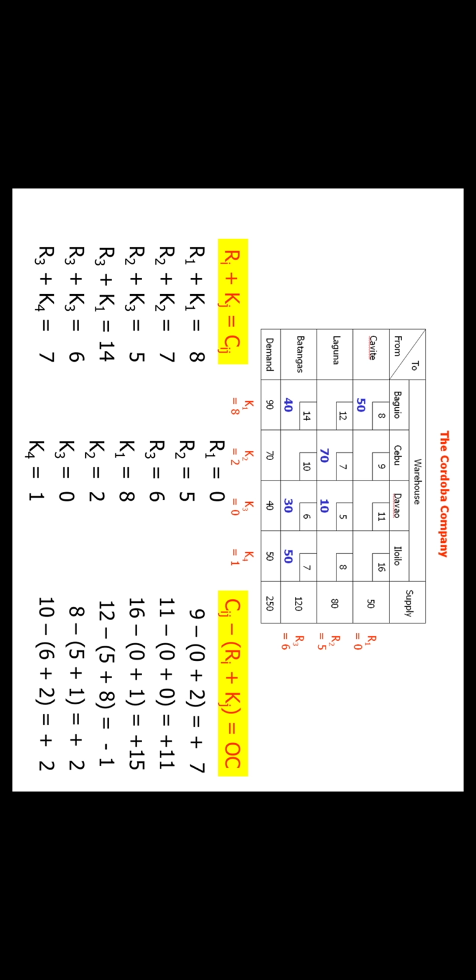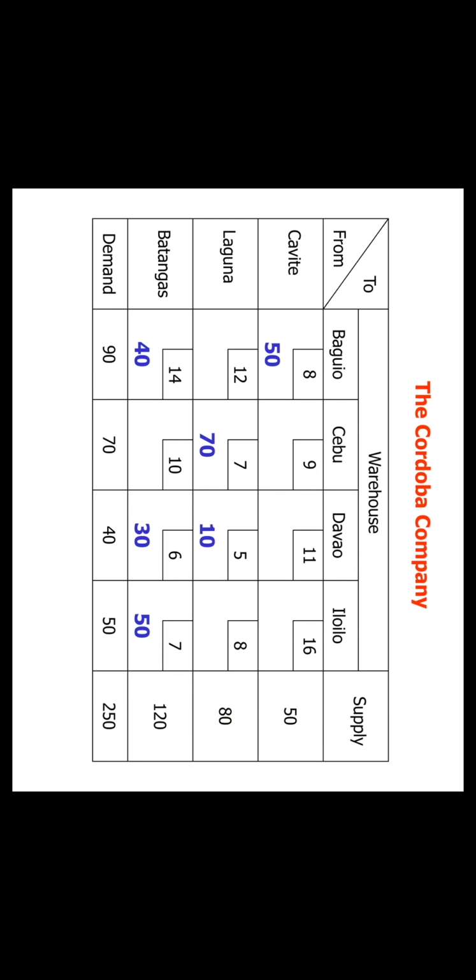So looking at our opportunity cost values, we still have a negative opportunity cost, and that came from our analysis of the unused cell with the cost of 12. So let us now focus our attention on that particular unused cell and then trace its closed path. So from 12, you go right to 5, down to 6, left to 14, and then back to our 12.